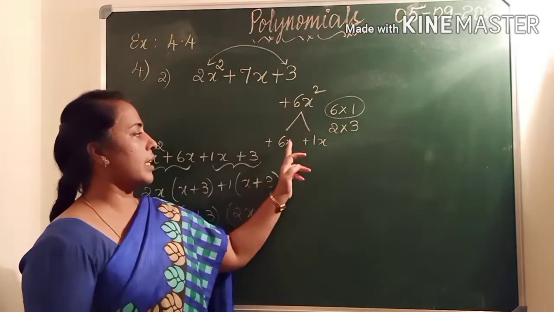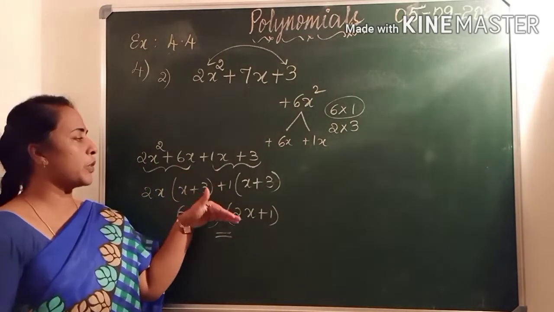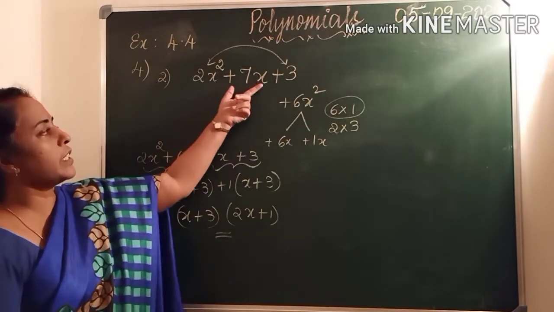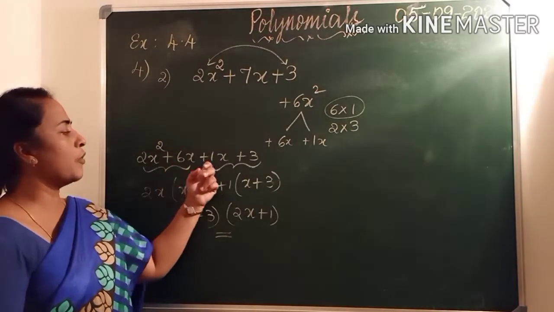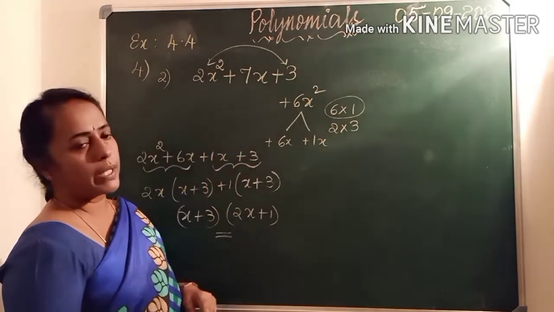Now, x square is there, write 1x here. Now, got the factors. Next, we'll proceed. So, write down the first term as it is. You should split up the middle term as the sum of plus 6x and plus 1x. Write down the last term, plus 3.